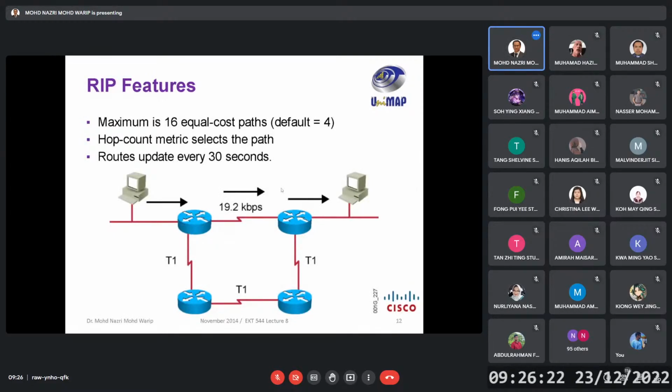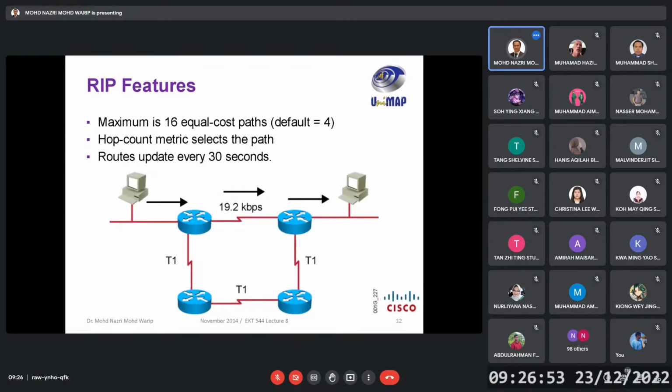Another protocol we call RIP. RIP is the Routing Information Protocol. Features: maximum is 16 equal cost paths. Default is 4. Okay, what does it mean? Normally the maximum for the RIP protocol is 16 routers. That means 16 routers maximum, or we call it 16 hops.